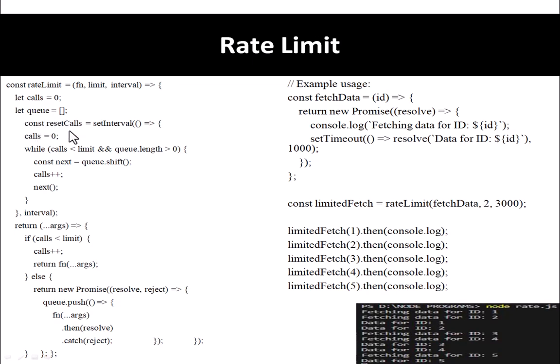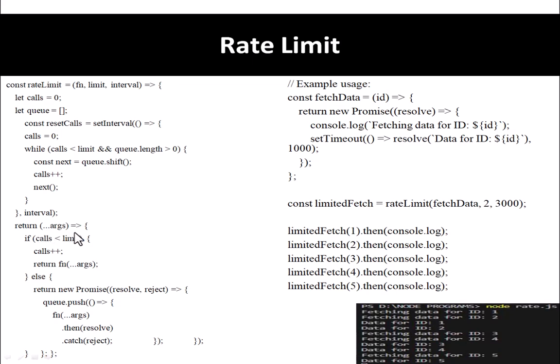So let calls equal 0. Then we are using a queue, which is an array. Constant reset calls equals set interval, so here you are going to set the interval. Calls is initially 0, while calls is less than limit and queue length is greater than 0. If it is 1, then it will be printing. Otherwise, the condition fails and it comes outside the loop.